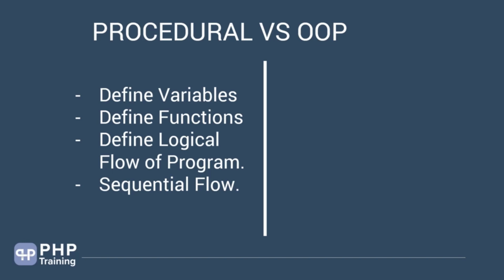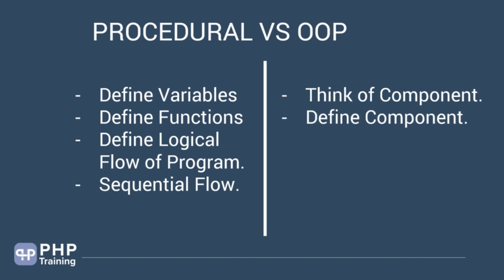From now onwards, when we are learning about OOPs, we are thinking of a component. We are not writing a program, we are not writing variables, we are not writing functions. We are not thinking about the logical flow of the program from start to bottom. We are thinking of a component. We are converting a program into something called an object, and we're thinking about what this object could be related to. That's the thinking of a component, and then we define that component.